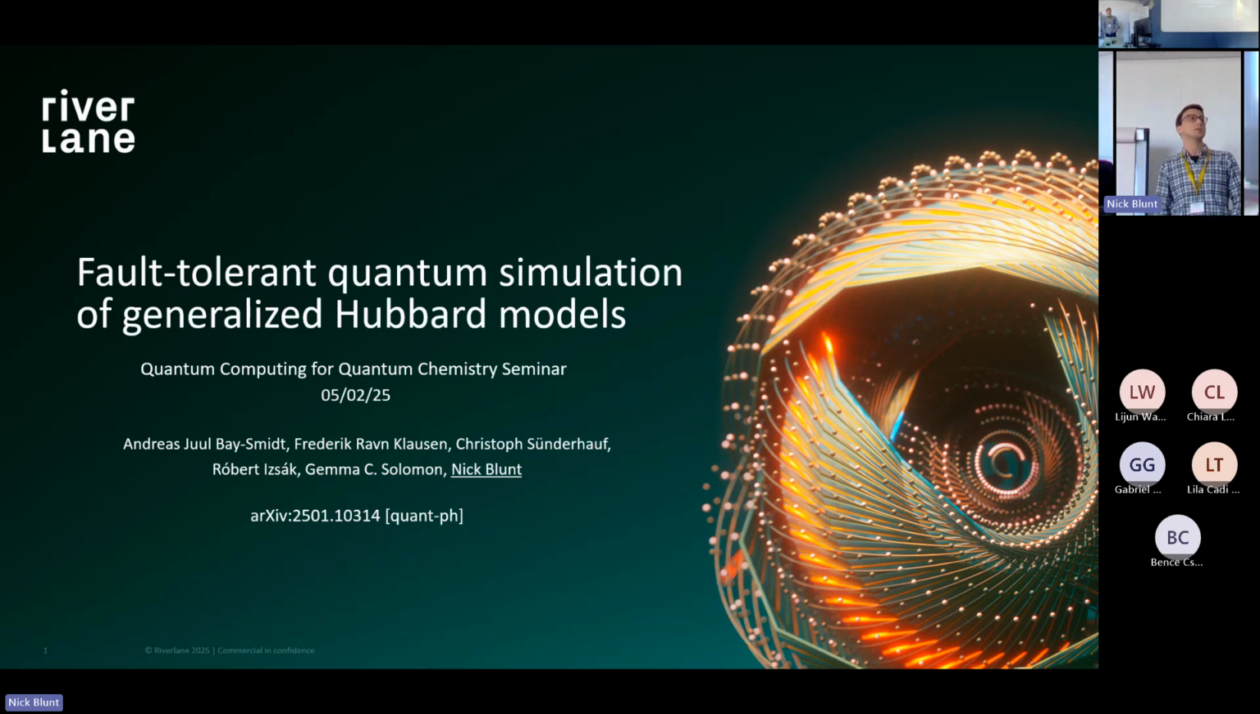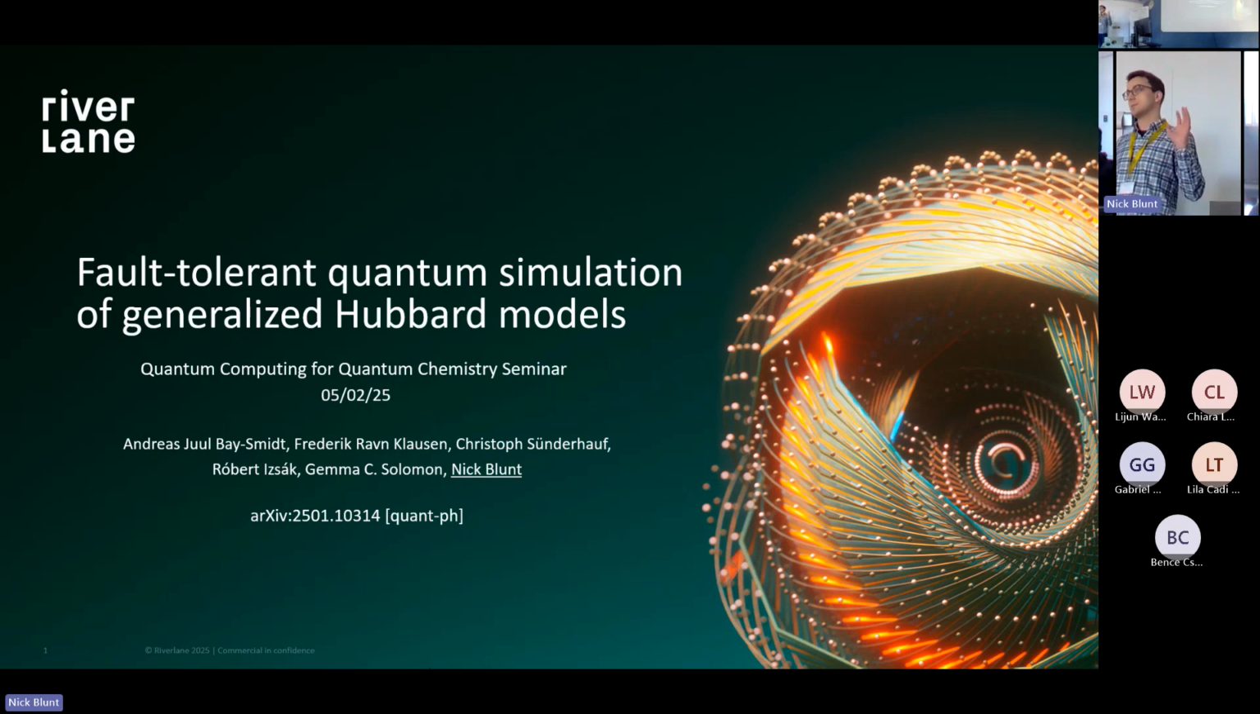So Andreas is a PhD student in Gemma Solomon's group. And so he did a lot of the work that I'm going to be presenting today. So this paper is about trotter schemes for the Hubbard model. And so there have been a lot of quantum computing papers recently looking at the Hubbard model and showing that trotter schemes in particular are very efficient here.